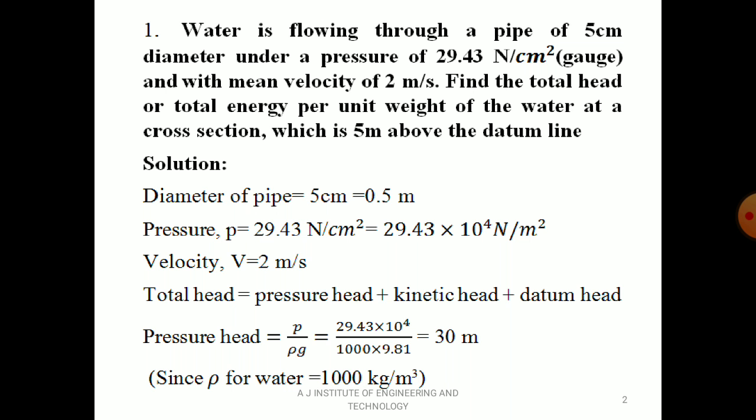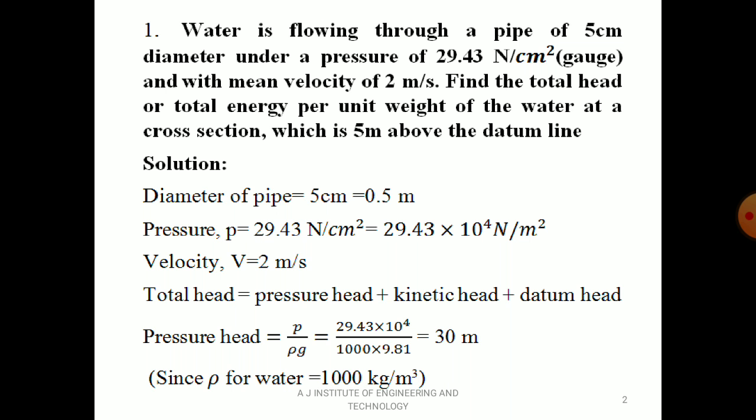Now first we have to know what the total head is. The total head is a summation of pressure head, velocity head and potential head. So that is P divided by rho g plus V square divided by 2g plus Z, that is the total head. So we calculate the total head using the formula pressure head plus kinetic head plus datum head. The formula for pressure head is P by rho g. This is the pressure head or pressure energy per unit weight.